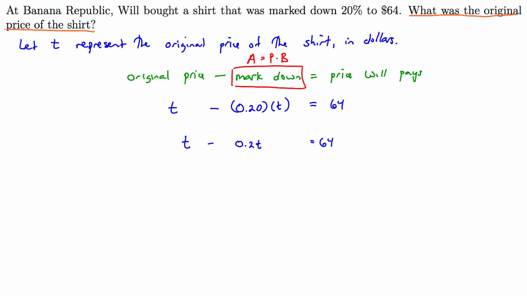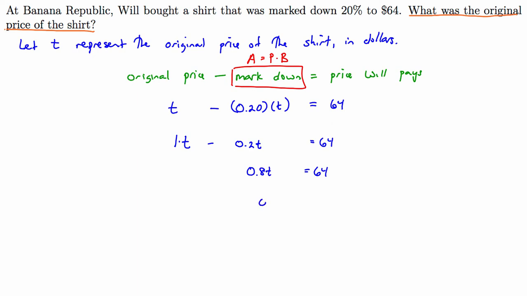To simplify T minus 0.2T, we will recognize that T means 1T, and 1T minus 0.2T is 0.8T. 0.8T equals 64. As a side note, 0.8T represents 80% of T. This represents the percent of the original price that Will actually paid. If the price had been marked down 20%, the remaining is what Will paid, 80%.